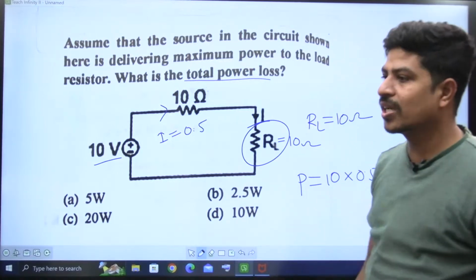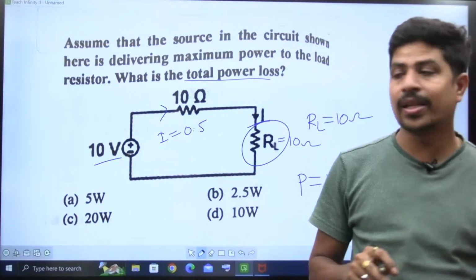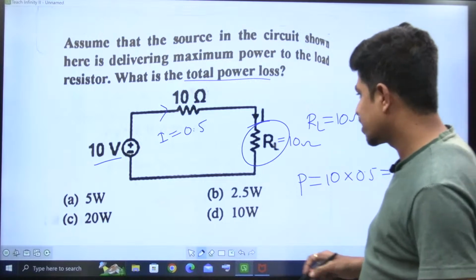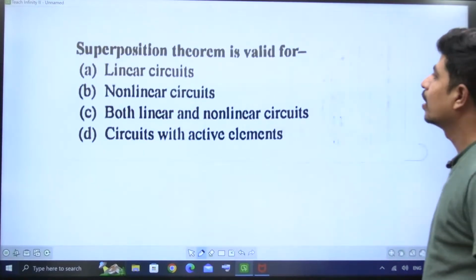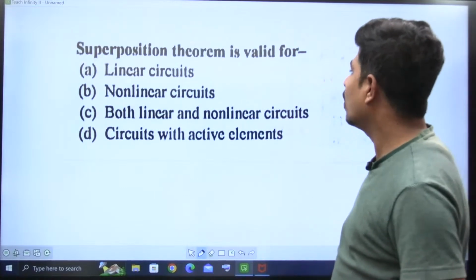In the last session, I told you how to find the power. So the answer is 5 watts. Option is A. Next, superposition theorem is valid only for linear circuits.